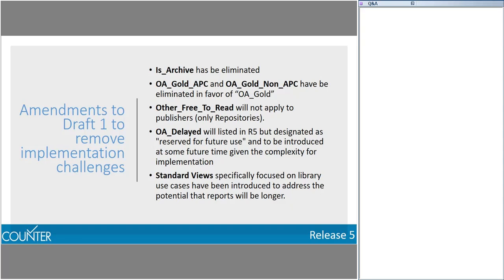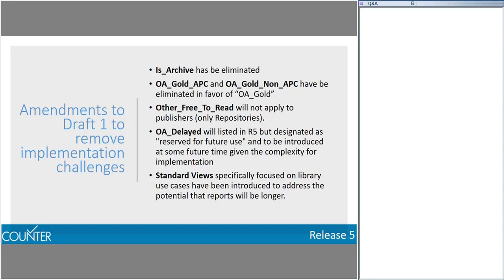Other free to read, again, that was something that we would have liked to have had, or we certainly explored having. And there we were thinking of articles which perhaps the publisher makes freely available to promote a journal, or maybe in response to some national or international problem where they think their journal content will be helpful. Unfortunately, it's quite tricky to track that as it moves in front of and then behind the paywall. So again, not really practical, but we have retained it for the repositories, as Oliver mentioned.